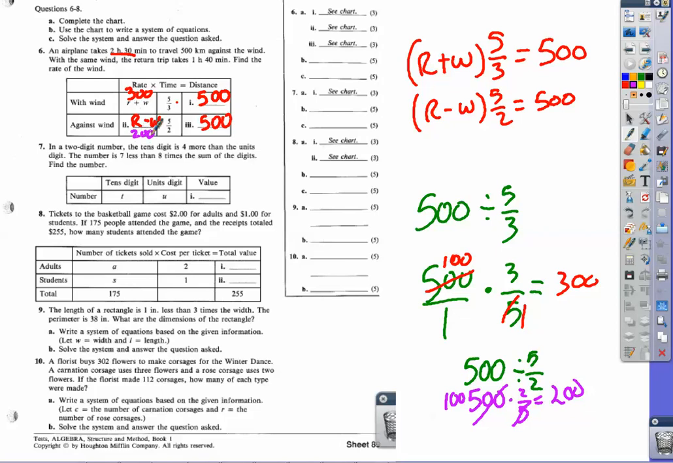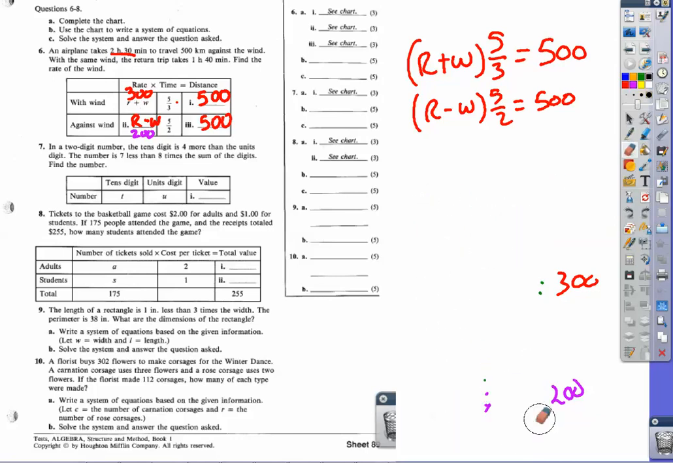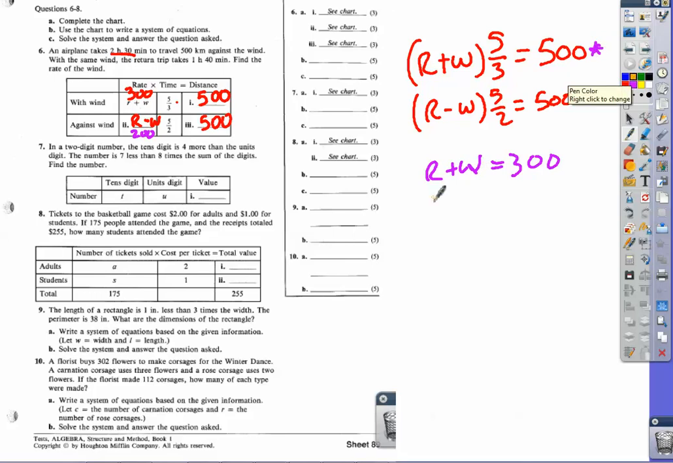So an easier system of equations to solve is, and I'm going to get rid of my work right here so I have room to solve the system. So the system that I'm going to solve is r plus w is equal to 300, which is equivalent to this one right here. The other equation I'm going to use is r minus w is equal to 200, which is equivalent to this expression here. Well, I have opposites. I have a positive w and I have a negative w. So for solving the system, it's going to be easier to use the addition method.